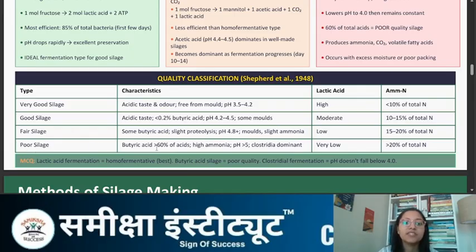The poor silage will have higher butyric acid content. More than 60% of total acids is from butyric acid, not lactic acid, and more than 20% of total nitrogen will be ammonia nitrogen. So it causes poor quality silage.